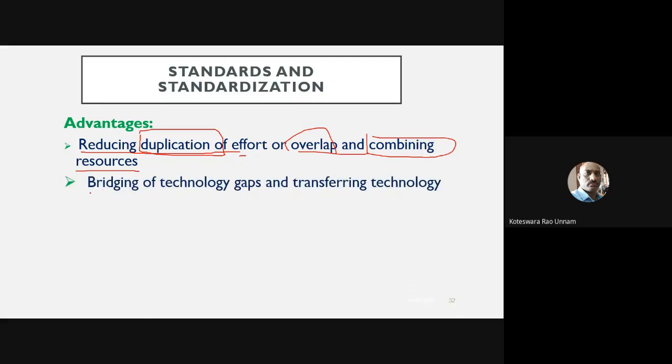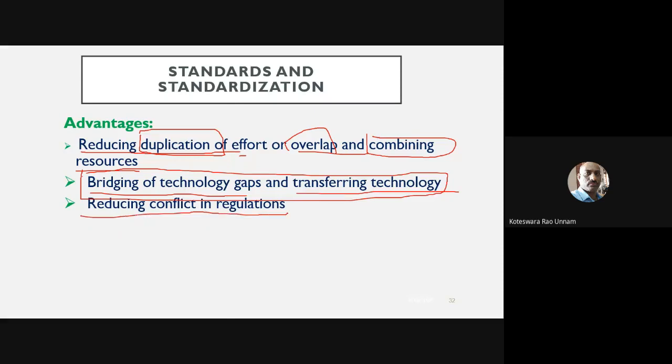Then, bridging of the technology gaps and transfer of the technology. If you set a set of governing rules in order to fulfill certain standards, they are saying this is the technology you want to have in order to qualify your component as a standard one. So whatever may be the technology gap between the organization which sets the standards and the industry where the components are produced, to fill that gap these standards are going to be used. That may be one of the advantages of standardization.